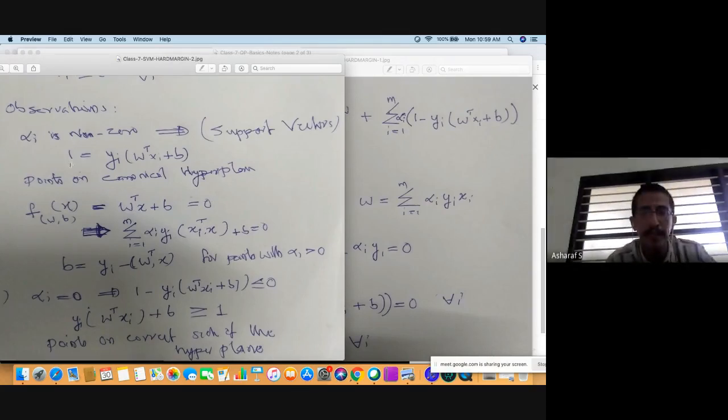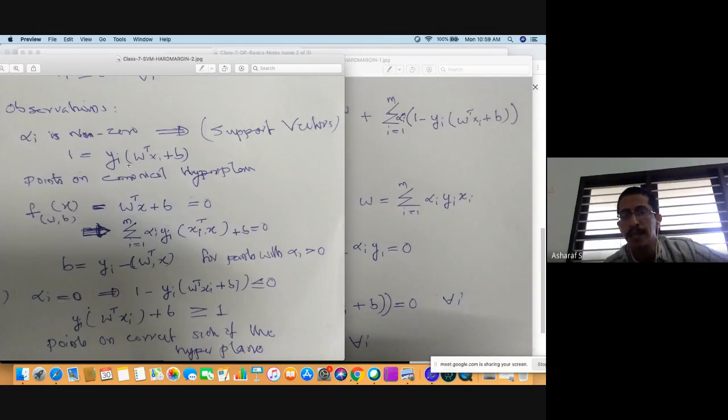Just multiply. yi can be either plus 1 or minus 1. We have already seen yi, we have labeled as plus 1 or minus 1. Just multiply this entire equation by yi. You get yi into yi, which is always positive. Plus 1 into plus 1 is plus 1, minus 1 into minus 1 is also plus 1. So yi into yi is equal to yi square, and yi square is always plus 1. So we get yi into (W transpose x plus b).